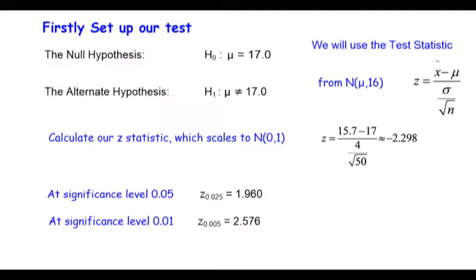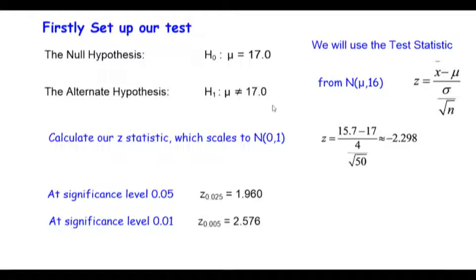Okay. So the first thing is we can see here we set up the test. The null hypothesis, H0, is that the population's mean, mu, is actually 17, and the alternative hypothesis, H1, is that the actual mean of the population is not 17.